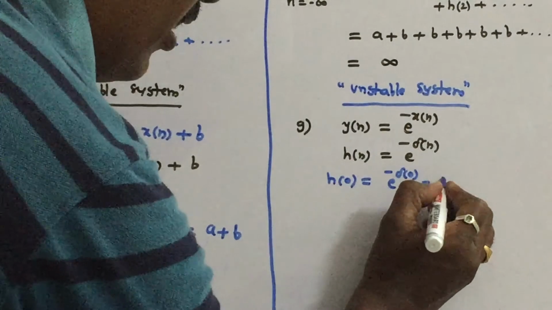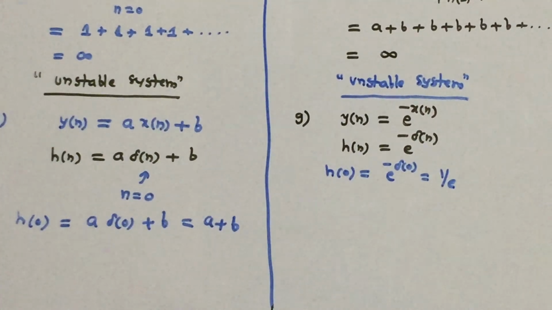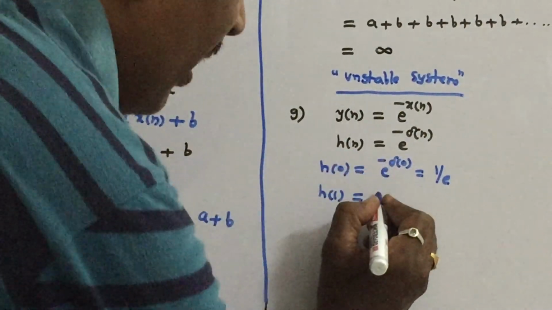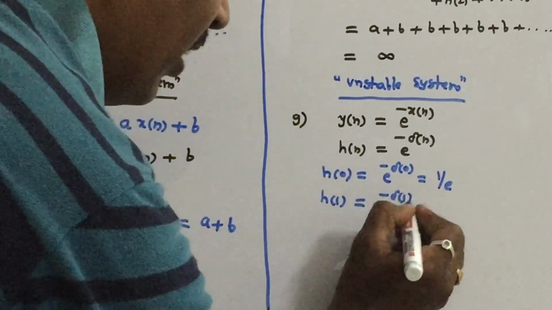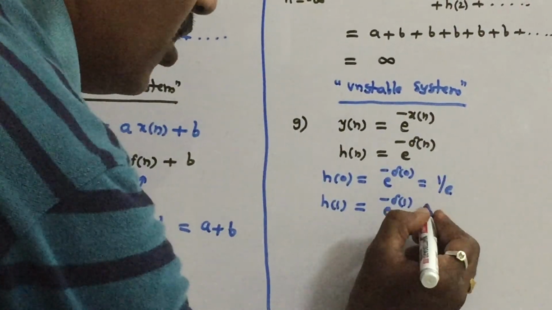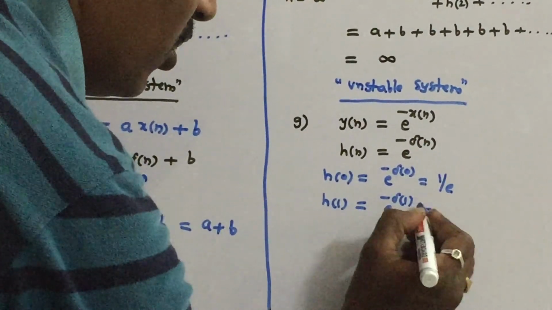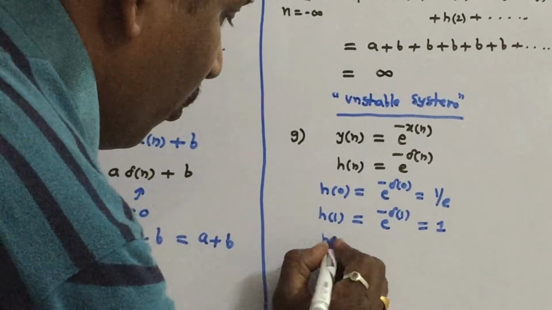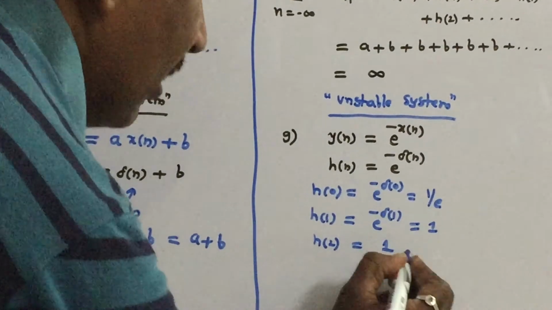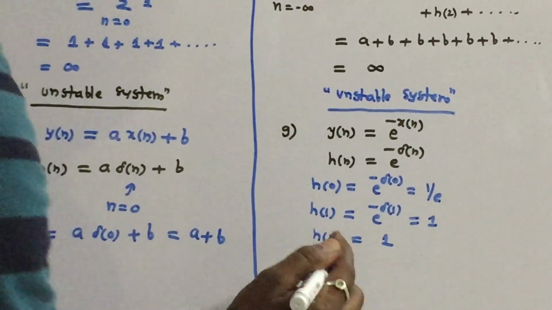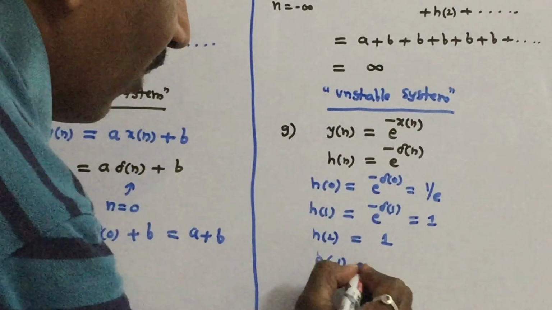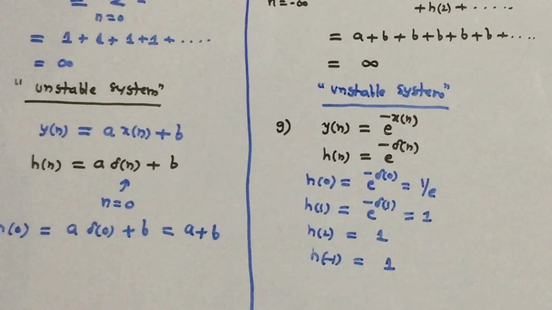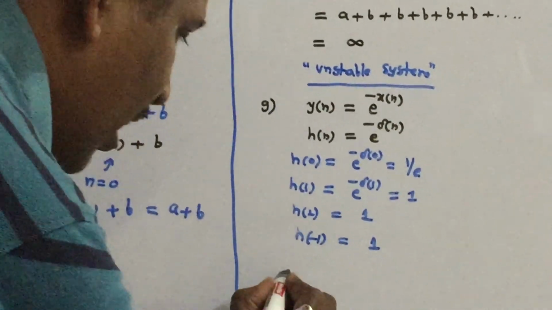Del of 0 is 1, so e power minus 1 will become 1 by e. Let us check h of 1. If we substitute 1 here, e power minus del of 1. Del of 1 value is 0, because this impulse exists only at n is equal to 0, and all the rest of the impulse values are 0. E power 0 is 1. Similarly, h of 2 is equal to 1. If you take h of minus 1, it will also result into 1, since del of minus 1 is 0.